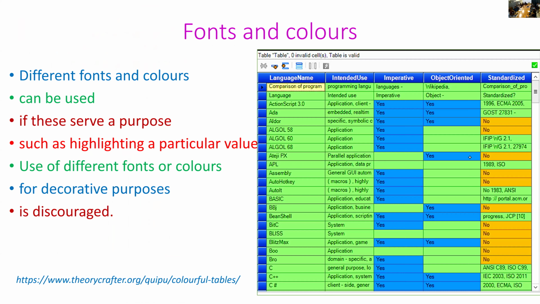Fonts and colors. This is my last slide. Do you think the use of colors is good or bad? This is the computer language, this is the intended use, whether that language was imperative or not, whether it was object oriented, and whether standardized, yes or no. Did the color help or didn't it help us? They are arguing the color helped because all yes became blue, all no became orange, and everything else remained green. Okay, you can make a choice, right? So don't put too many colors unless it helps you tell a story.